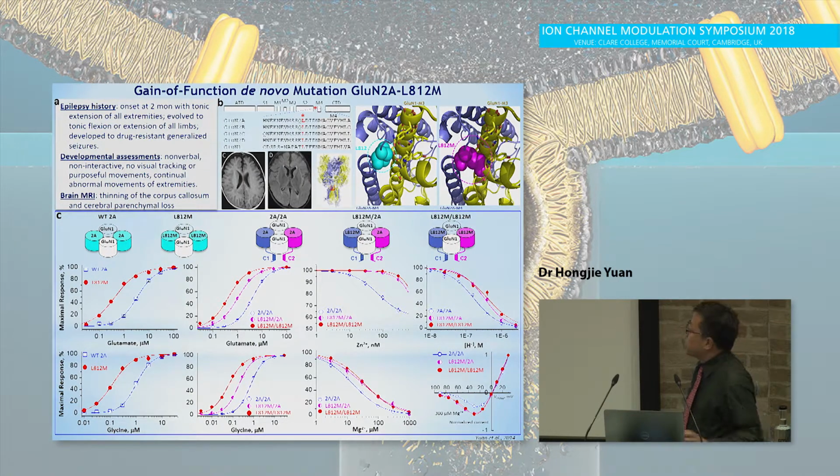We repeated the experiment, which showed an intermediate but significant enhancement of both glutamate and glycine potency. This data indicates that a single copy of the mutant can significantly change the agonist potency. We also evaluated the effect of this mutant on sensitivity to the negative modulators. The data showed that the mutant receptor had reduced sensitivity to zinc inhibition, proton inhibition, and also magnesium inhibition. A single copy of the mutant also showed a dominant effect.